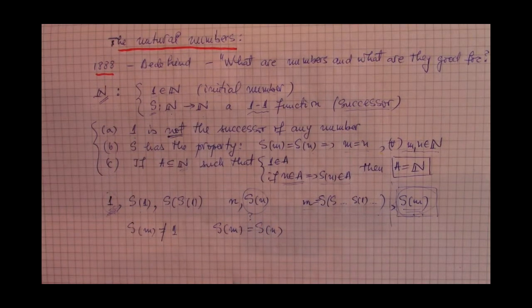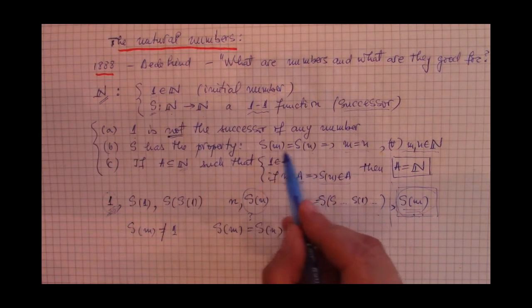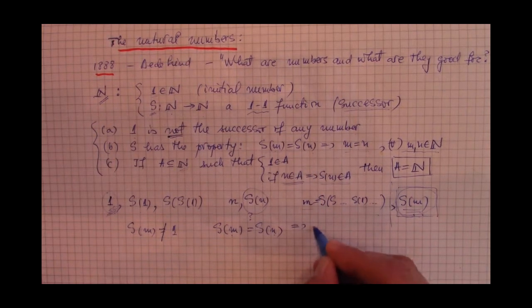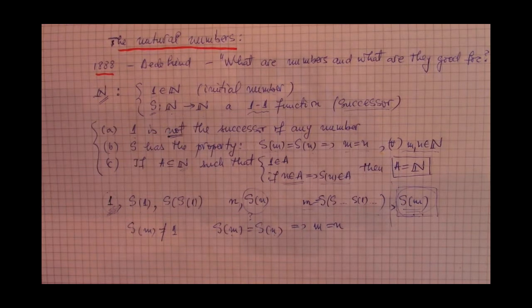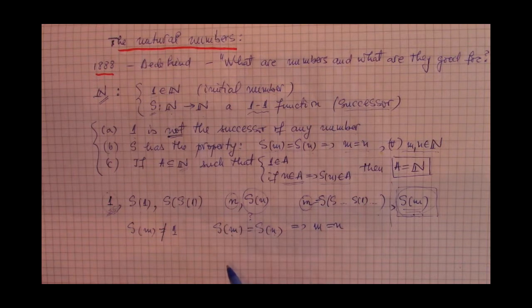Well, if we look at property B, we've got two numbers, M and N, so that S of N is equal to S of M. What that means is that M is actually equal to N. So what does that mean now? It means that M is actually not new to the set of elements we obtained before it, because M is actually N, and N is obtained in this set before M was obtained.